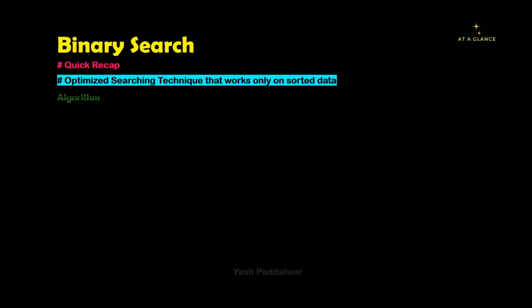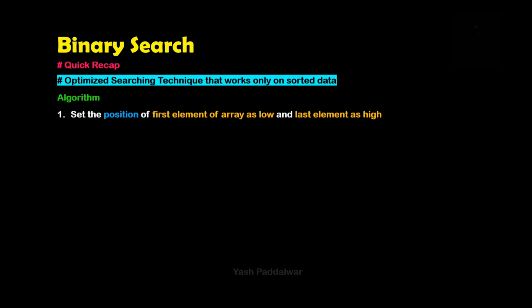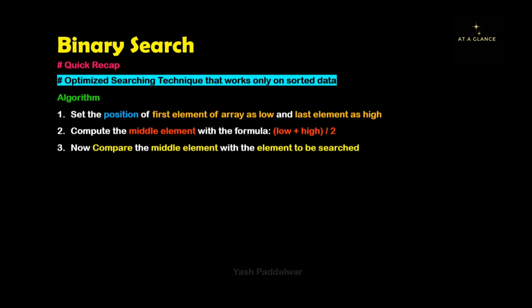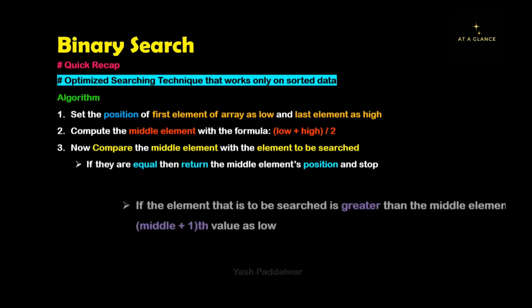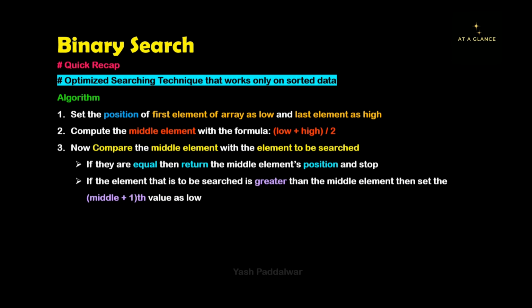In this video we will be looking into binary search implementation at a glance. So to have a quick recap, binary search only operates on sorted data. The first step is to assign the first element's position as low and the last element's position as high. Then we compute the middle element's position by the formula (low + high) / 2. Once we get the middle element, we compare it with the element to be searched. If the middle element equals the element to be searched, then we return the position and stop.